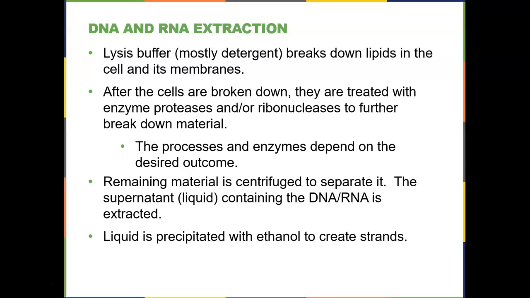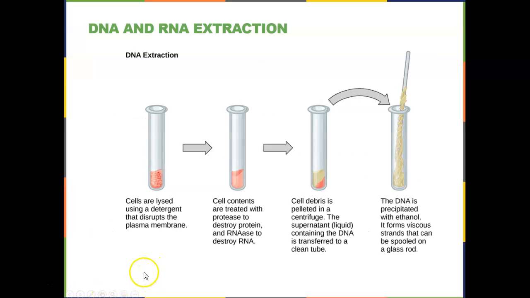Next, we will have to centrifuge the material and remove either the DNA or the RNA that we're looking for, which will be contained in the liquid, or the supernatant, above. Once we have isolated that, we can add some ethanol, and that will create strands of DNA or RNA, depending on which we're collecting, and we can isolate those. This may be a technique that you have actually done at some point in a high school lab. So here is a picture from the text which is showing that procedure.